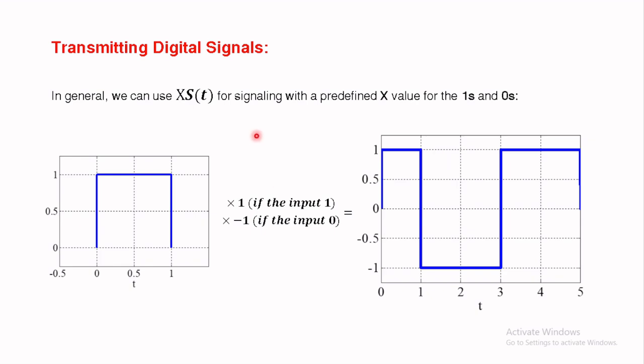There is another way. For example, if we use the same pulse that we defined, we can multiply it by 1 if we have a 1, and we can multiply it by -1 instead of 0 if we have 0. This is another way to represent the input data, the zeros and ones, in terms of a signal. So in general, we have S of t, our pulse that we defined, and we can represent the digital signals as something times this S of t, or this pulse function.